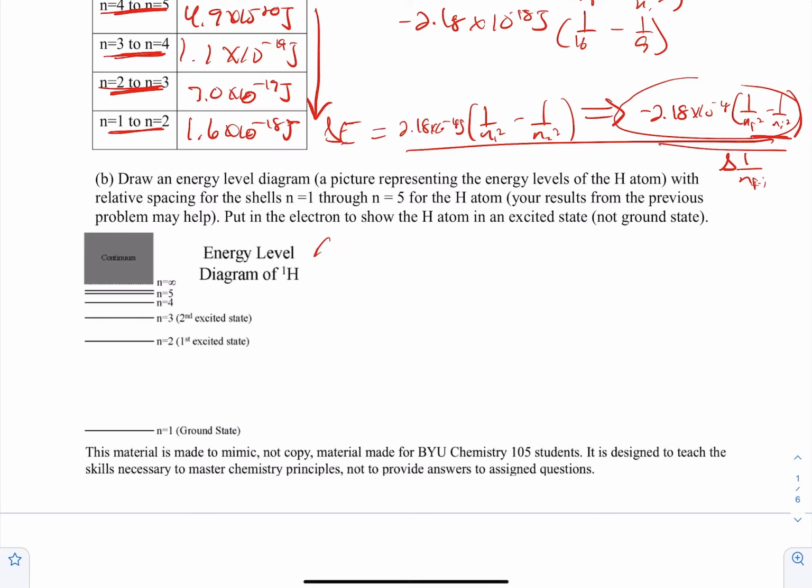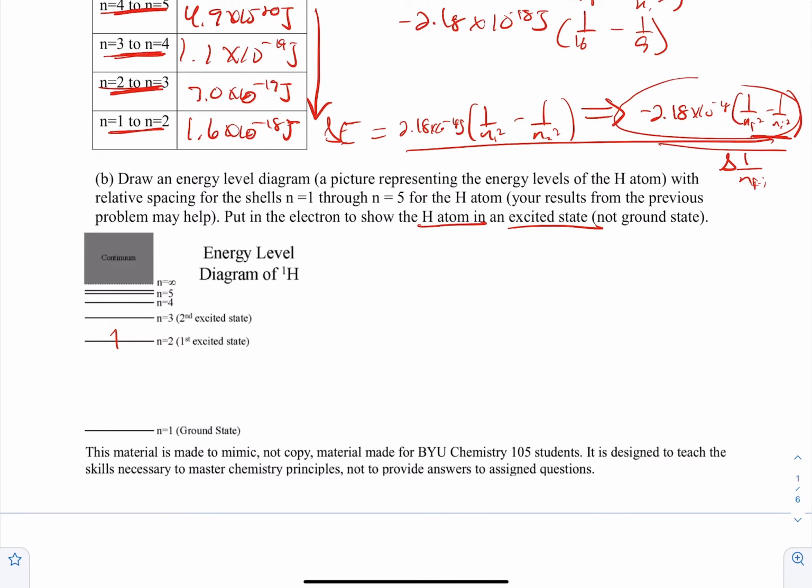And then put an electron to show the hydrogen atom in an excited state. So if it was in the ground state, it would be right there, right? But they want an excited state, so you could literally put it in any one of these shells up here, okay? It wouldn't really matter which one. As long as it's just not the ground state, then it'll be fine, okay? So let's just leave one here up in n equals 2.